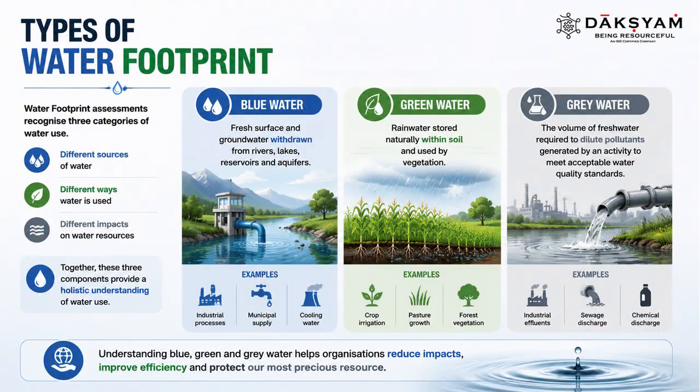Water footprint assessments recognize three different categories of water. Blue water comes from rivers, lakes, and underground aquifers and is the primary source used by industries and municipalities. Green water is rainwater stored naturally in the soil, making it particularly important for agriculture and forestry. Gray water represents the amount of clean water required to dilute pollutants so that water quality remains within acceptable environmental limits. Together, these three categories provide a complete picture of how human activities interact with freshwater resources.